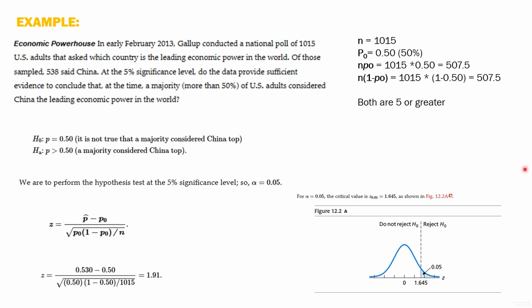You can also use the p-value approach here, and if you do so, you'll find that it falls somewhere between 0.01 and 0.05. On technology, the p-value is actually 0.02, which is far less than our stated value of 0.05.